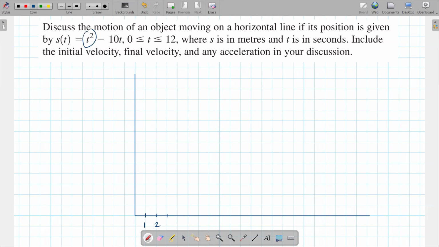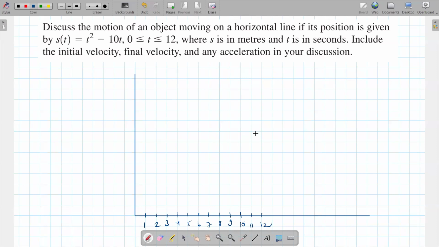So you want to look at this. It's opening up, not down, because the 1 is the coefficient of t squared. Cool? What made you think it was opening down? Because of the minus 10t. So you always want to look at the coefficient of the highest degree term, right?